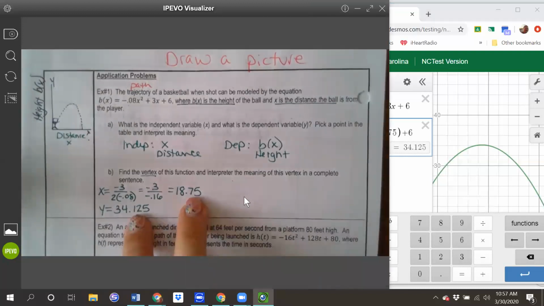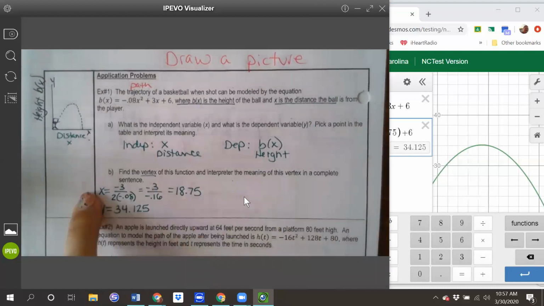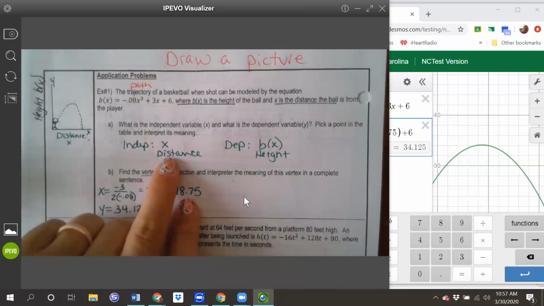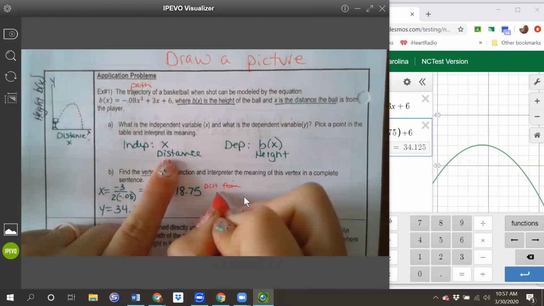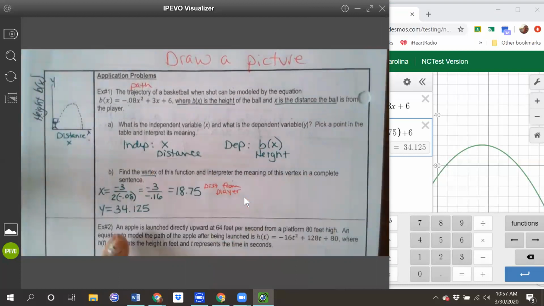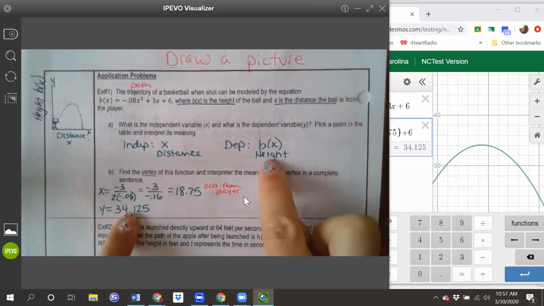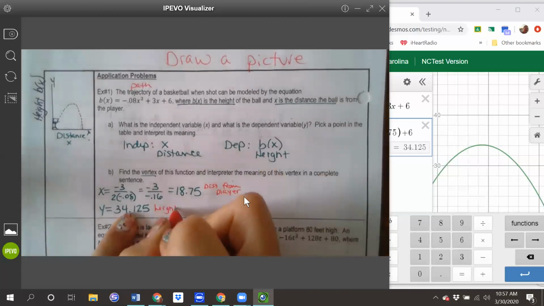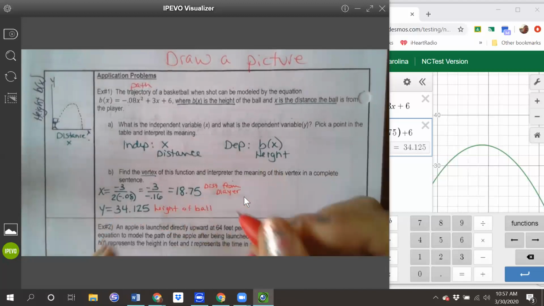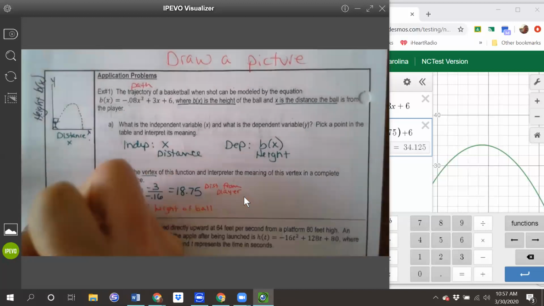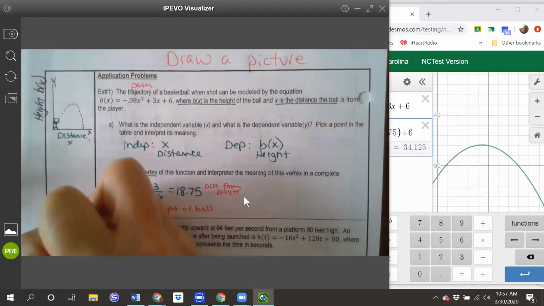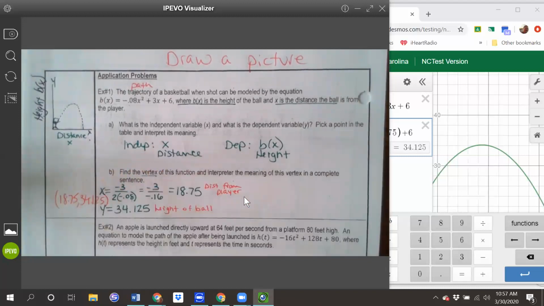So let's go back to what this means. What does the X mean? The X means distance from the player. What does the Y value mean? The Y value is the height of the ball. So if I need to explain what the vertex is, so the vertex is 18.75 comma 34.125, and I have to explain what that means in a sentence, it's going to look like this.